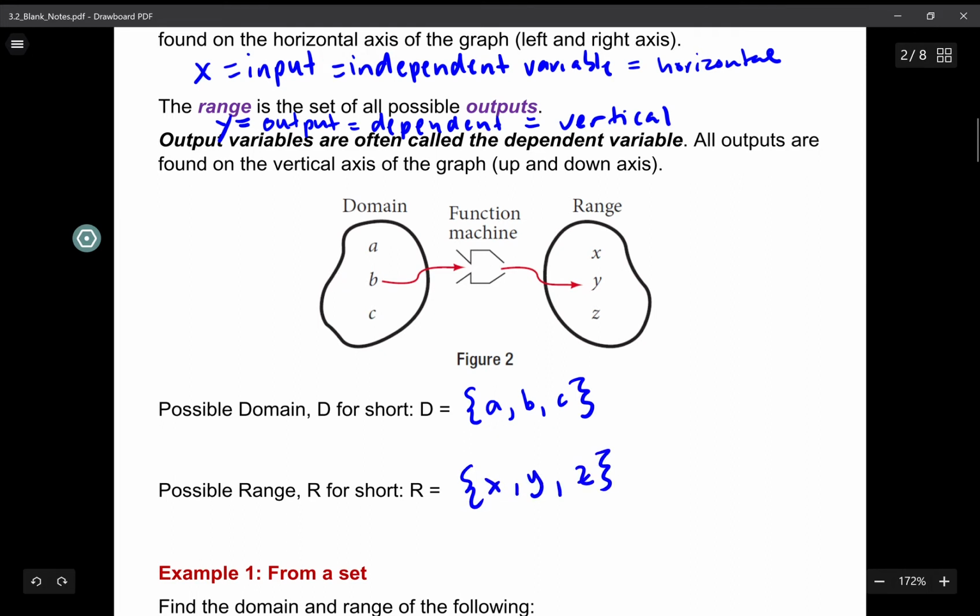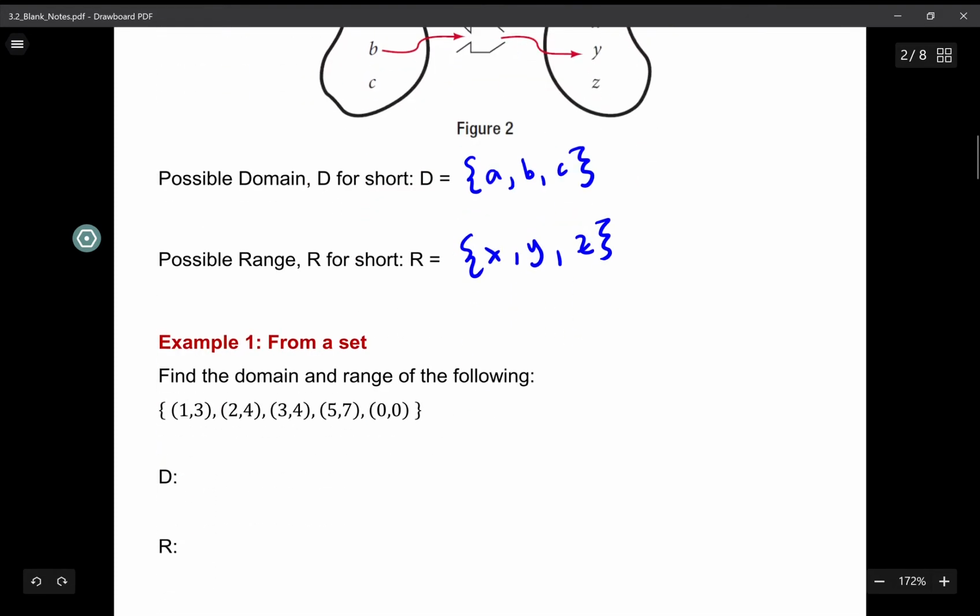Let's do an example. Here is a function defined as a set of ordered pairs. Remember, when you define a function as a set of ordered pairs, the input is the first variable and the output is the second variable in the ordered pair. So in this example, let's look at my domain. Remember, my domain is going to be my input. So there's 1, 2, 3, 5, and 0.